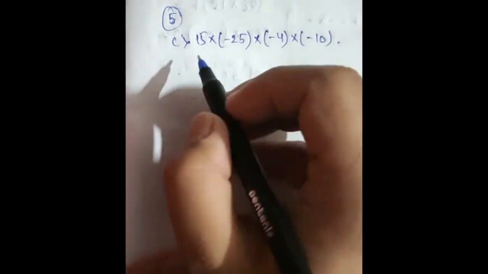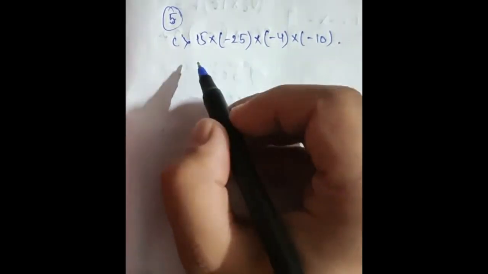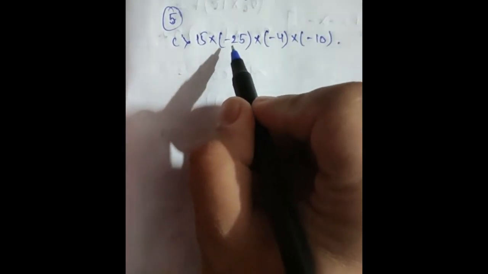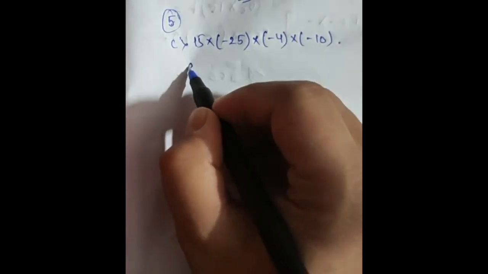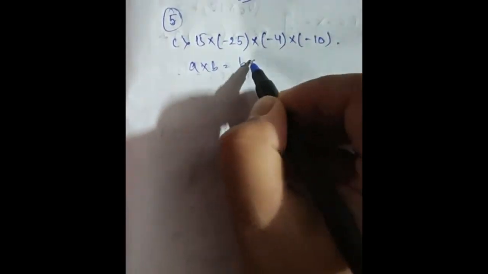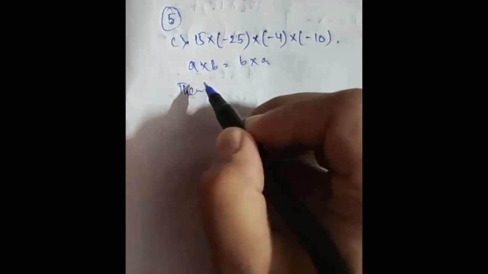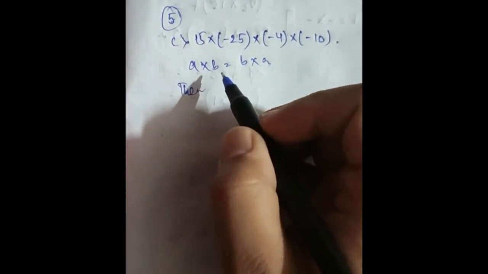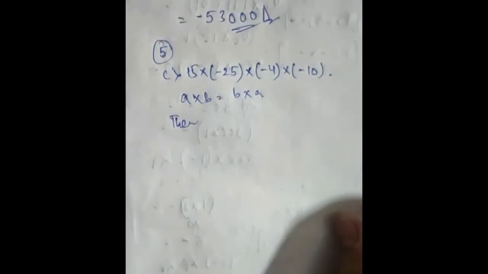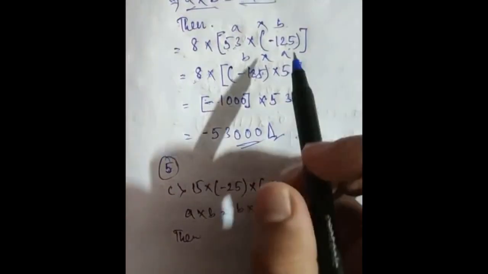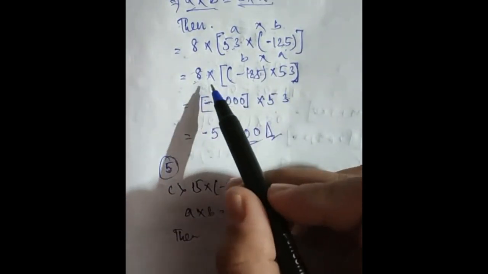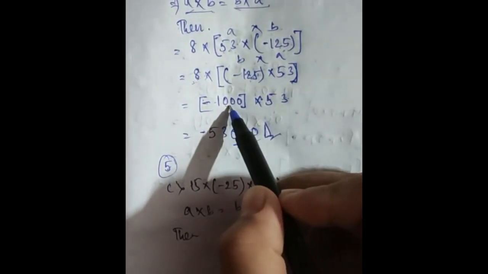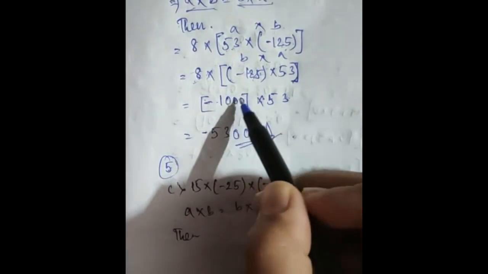So moving on to the next is your 5c. Here we will also use the commutative law, taking the concept of 5b. We'll just see here, a into b is equal to b into a. Then what we did in the previous sum is that we changed the value here. Here we will not change the value, but we will take the concept of this, that 8 into 125 was 1000, right? You'll get the easiest one.